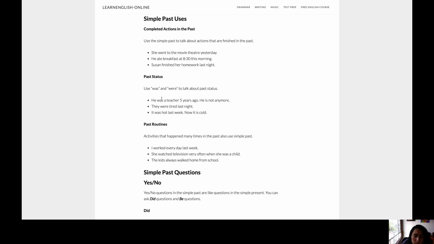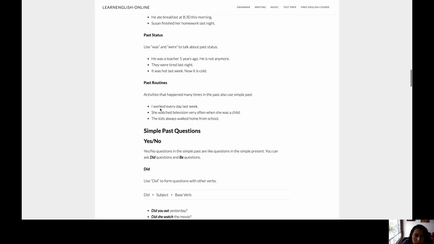Entonces, esto lo vamos a utilizar el verbo to be para estados y algo que hoy en día no es. Él era un profesor a este tiempo, hace 5 años, pero ya no lo es. They were tired last night, estaban cansados anoche, quiere decir que en este momento no. It was hot last week, entonces hacía calor la semana pasada, now it is cold, okay? So, for past status, okay?